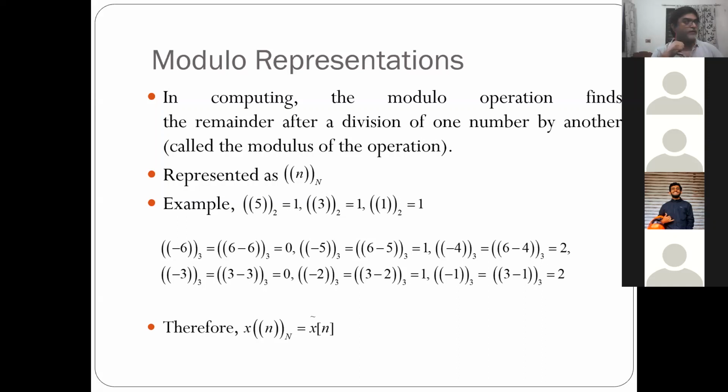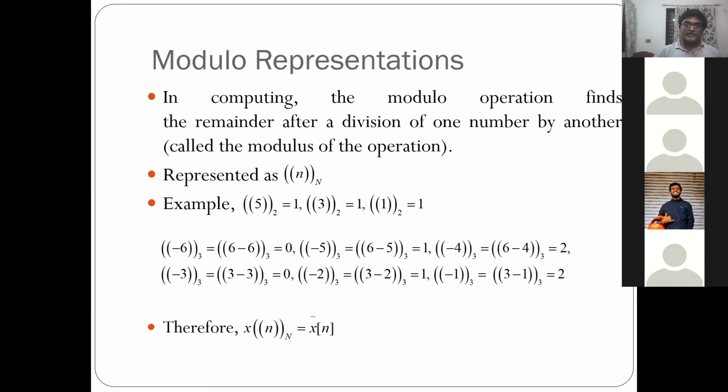What would be the remainder of 5 divided by 2? That would be 1. So 5 modulo 2 would be equal to 1. And what would be 3 modulo 2? That's also equal to 1. And what is 1 modulo 2? That's also equal to 1.